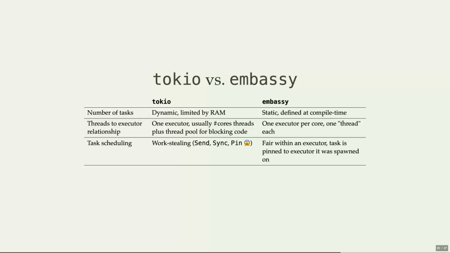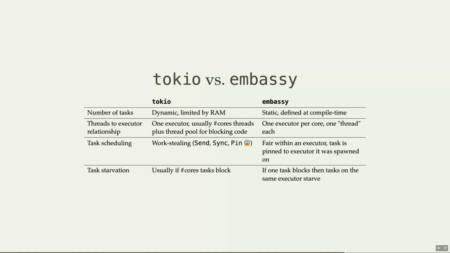In Embassy, the execution model is simpler because when you spawn a task, it is always pinned to the executor it was spawned on. There is no possibility to move it to another executor. You cannot move that task from one core of your microcontroller to a different one. It will always stay where it was spawned. And also, the Embassy scheduling is fair within the executor context.